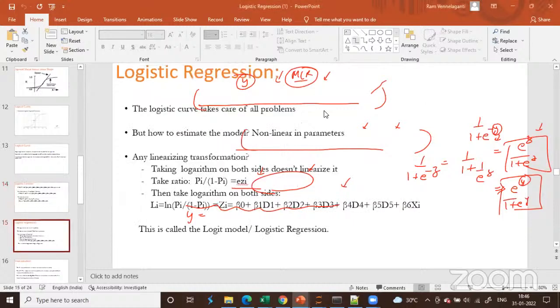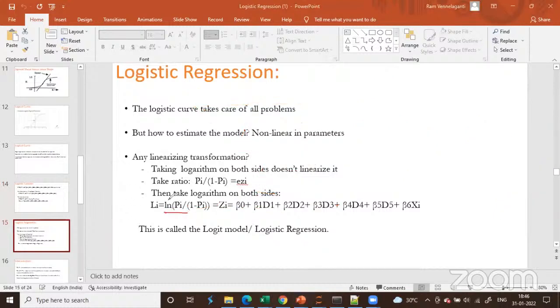Now they are also introducing this new term, log of p by 1 minus p, because this is going to resemble that of your logistic function. And this is how you can write your entire equation for your logistic regression model. That is what you get.